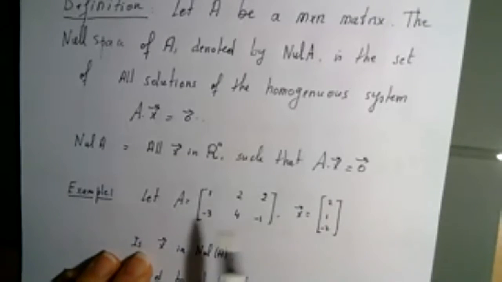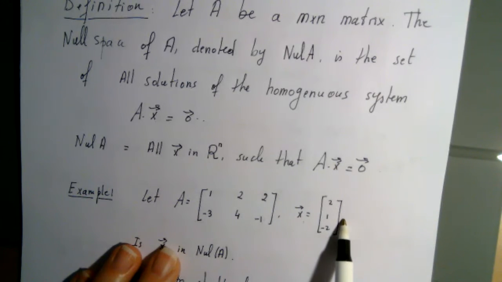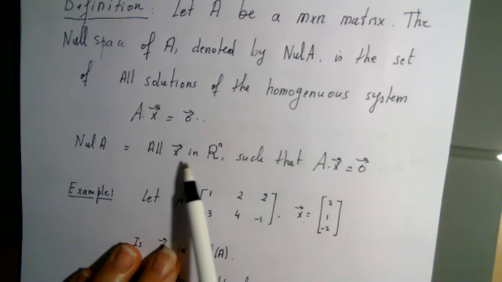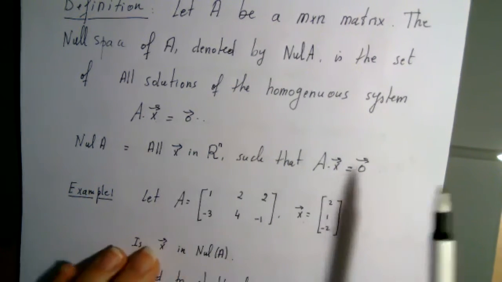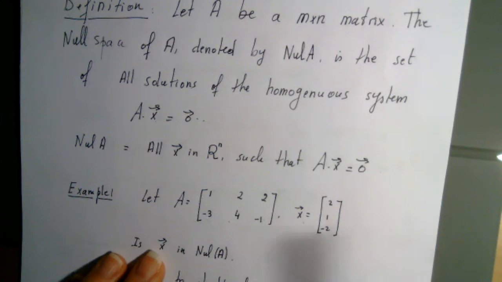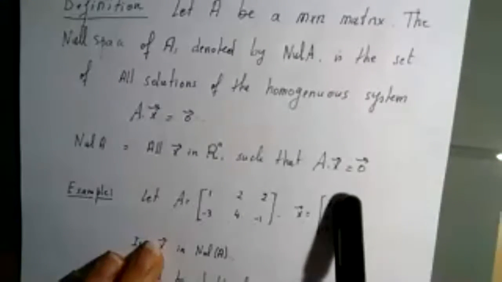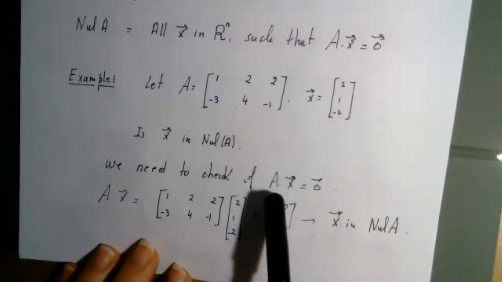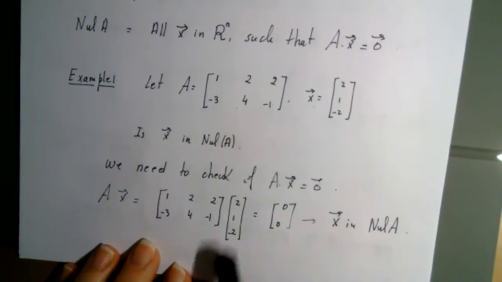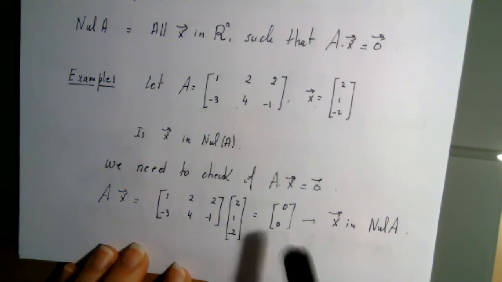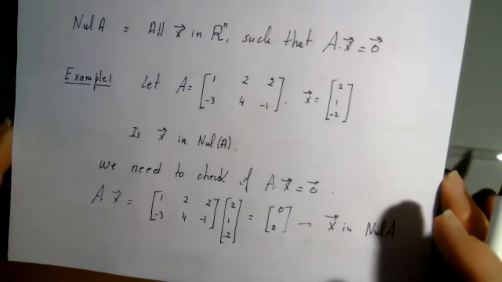Try to understand what the null means. And I pick this vector, 2, 1, minus 2. Is x in the null? What does it mean? The null is all the vectors such that A times x equals 0. So if I have this matrix, 1, 2, 2, minus 3, 4, minus 1, what's the null of this matrix? All the vectors that satisfy Ax equals 0. So is x in the null? I'm asking you, is A times x equal to 0? It means, does x satisfy the condition Ax equals 0? So I multiplied A by x, I computed it, I get 0, so x is in the null. Those questions are just to understand what the null is. So x in the null means, does it solve the system Ax equals 0?